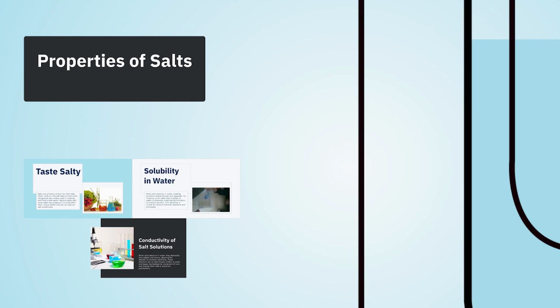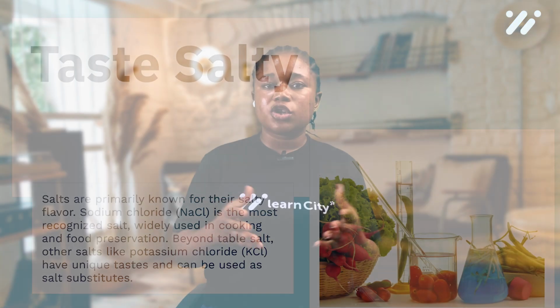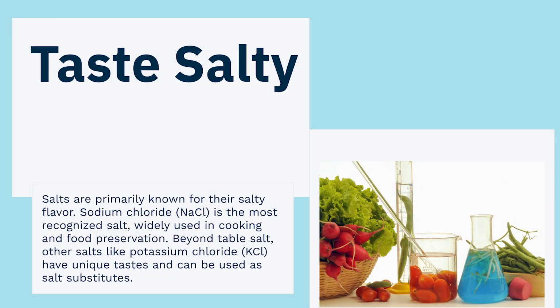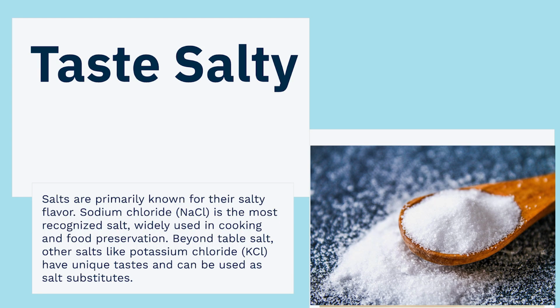Now that we know how salts are made, let's dive into the properties of salt. Here are some interesting things to know about salt. Of course, the most obvious property of a salt is that it tastes salty. Sodium chloride or table salt is a well-known example. It is used in cooking and food preservation. But do you know that there are many types of salt with different tastes and uses? For example, potassium chloride is a salt that can sometimes be used as a salt substitute in food.